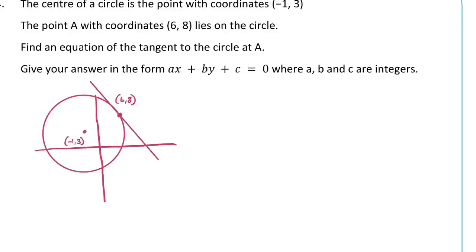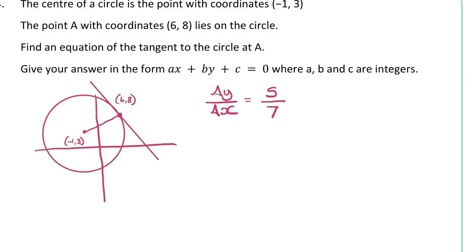Now, first things first, in order to find the equation of a tangent, you need the gradient of the tangent. To get the gradient of the tangent, I'm going to need to find the gradient of this radius. The gradient of the radius is the rise over the run from -1, 3 to 6, 8, or the change in y over change in x. So change in y over change in x. Now that goes from 3 to 8, which is a change of 5, and it goes from -1 to 6, which is a change of 7. So the gradient of the radius is 5 over 7.